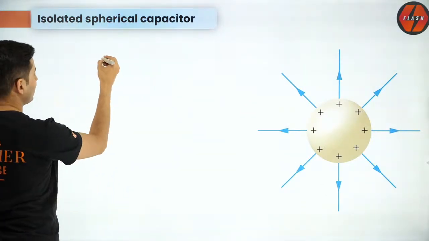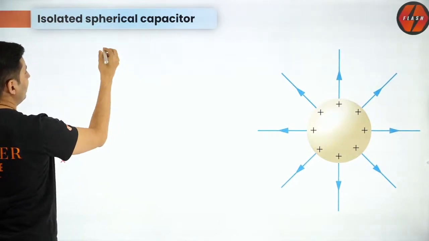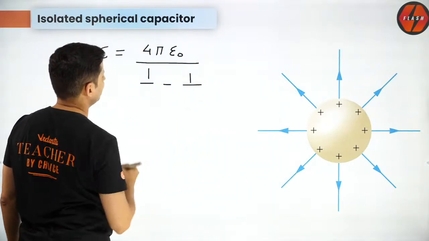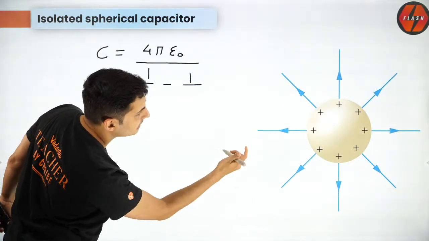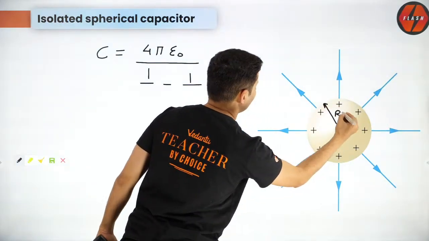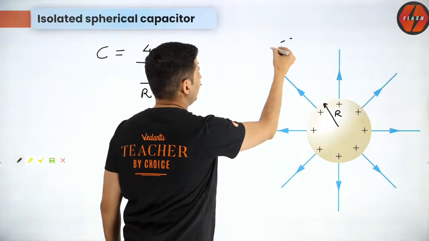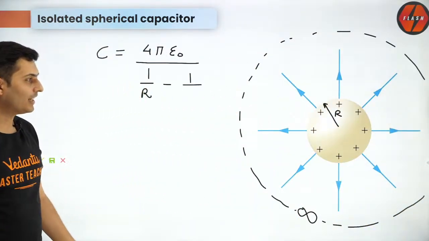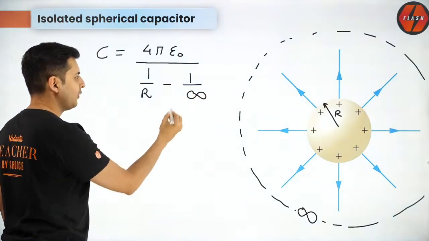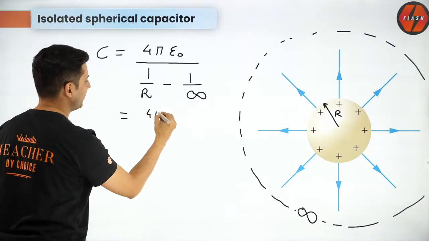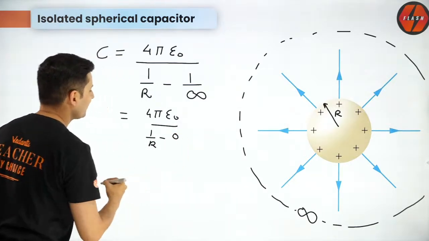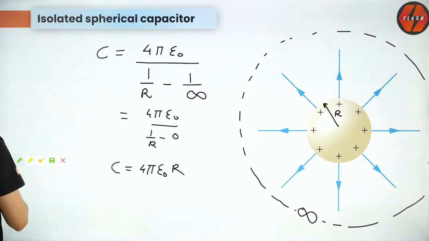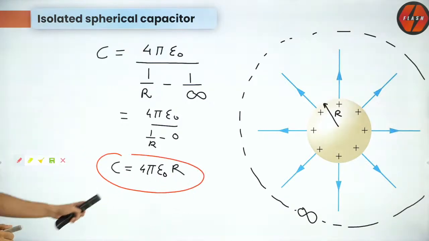Now you know what is the advantage of doing this? Observe. The capacitance of a capacitor is 4 pi epsilon naught times 1 upon something minus 1 upon something. Here, let's say the radius is r, so it will be 1 by r, and the other plate is at infinity. So what should I put as the radius? Infinity. What is 1 by infinity? 0. So it will become 4 pi epsilon naught times 1 by r minus 0. Take that r upstairs, and it becomes 4 pi epsilon naught r. That's it. Very beautiful, cute looking formula, guys. You should remember it. Very simple formula.